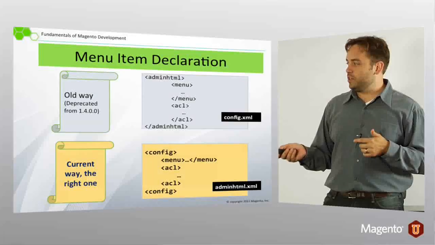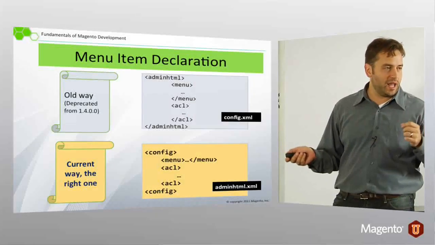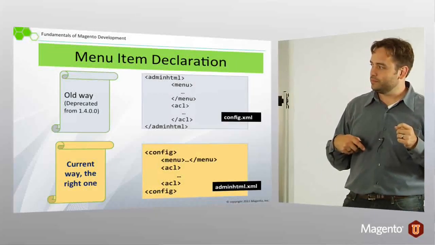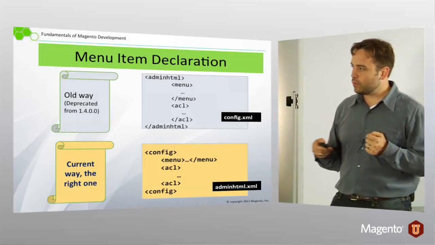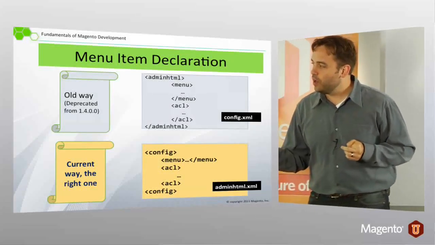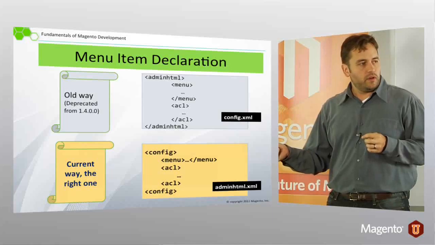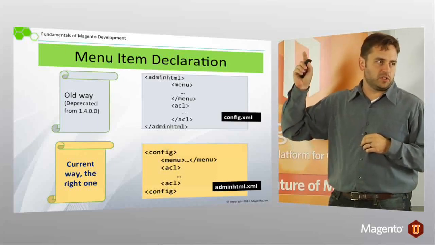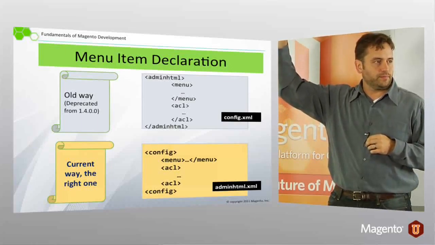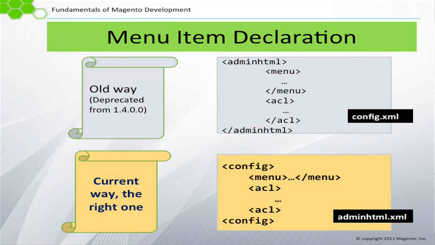Now it is found in another XML file, Adminhtml XML. And that has this basic structure here. So config and menu, right here, this menu node, this builds the menu at the top of the admin panel. And ACL obviously builds out that ACL tree. And there are similar syntaxes here. The structure of these two will be similar.